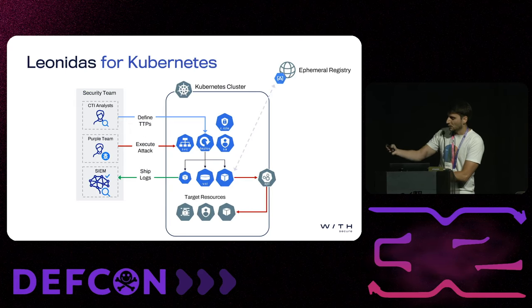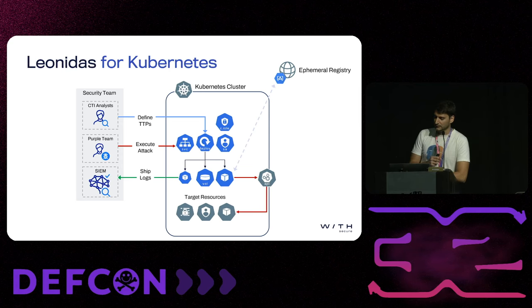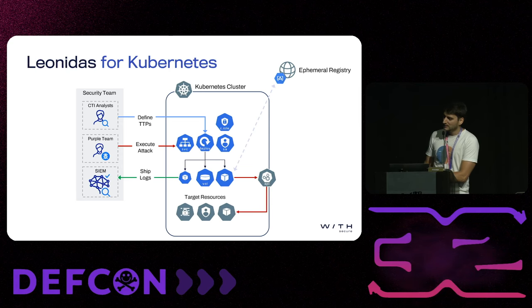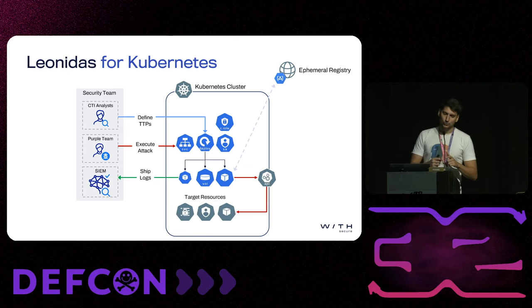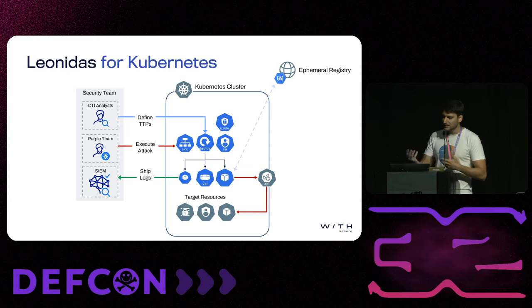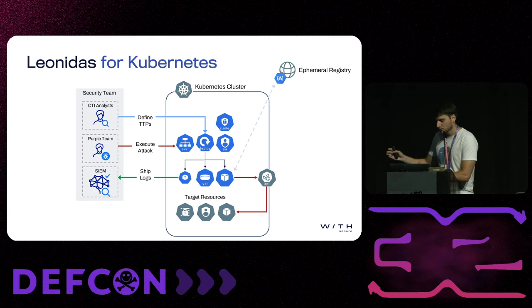And these were the concepts that we applied when building Kubernetes support for it. We wanted something running within the cluster, distributed as a disposable image, as an ephemeral image. We wanted something that analysts or threat hunters could trivially write new TTPs for. But we also wanted purple teams to have an easy way to execute them by just interacting with an API, as well as a way for operators and defenders to track execution of each action. And we can do that through the logs that are stored and shipped to the SIEM, along with all the other telemetry that the cluster generates.